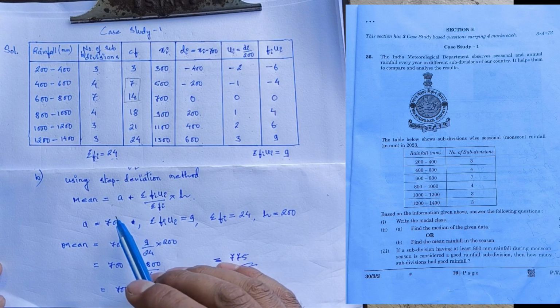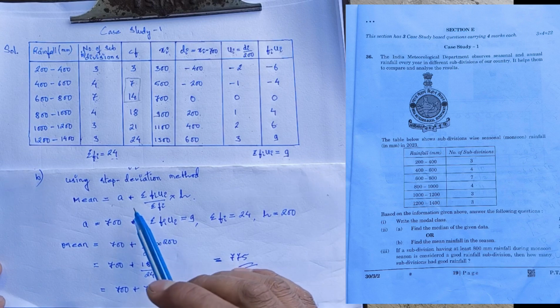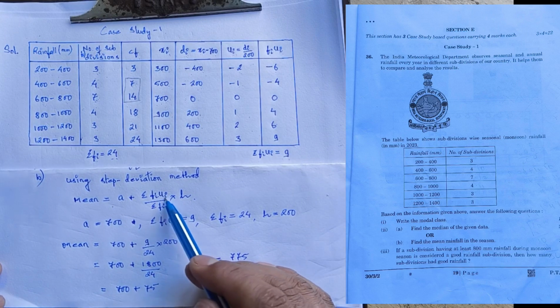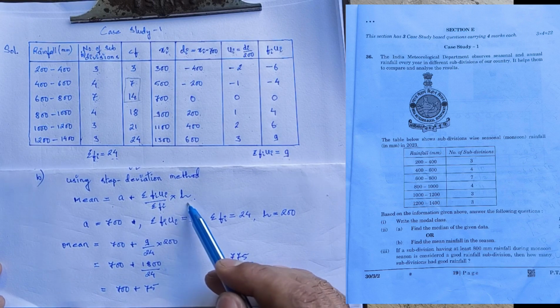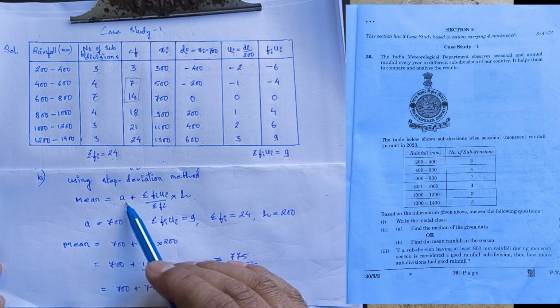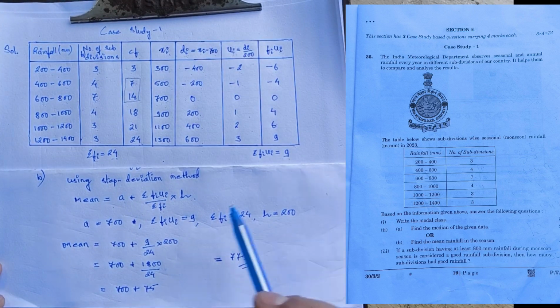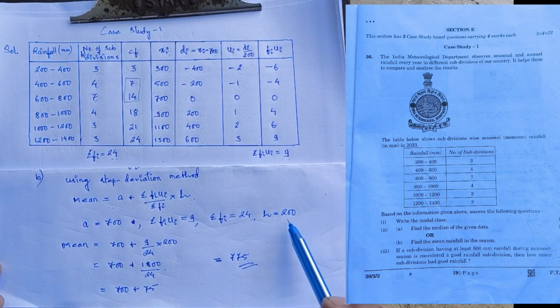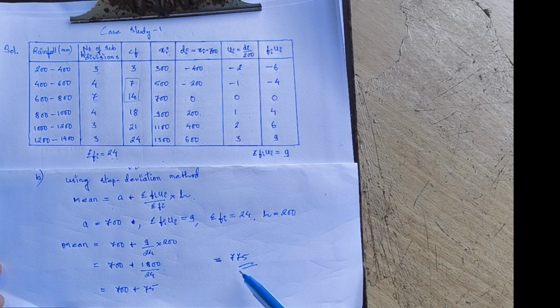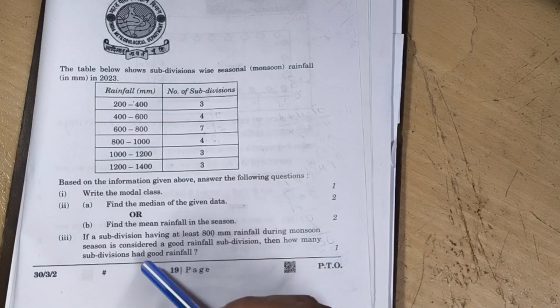Now, using the formula for step deviation, the mean is given as a plus (summation fi ui by summation fi) into h. We have considered a here as 700. So 700 plus, with summation fi ui being 9, summation fi 24, and h equals 200. On substituting the values, 700 plus 9 by 24 into 200, that is 1800 by 24, 75. So the mean here is 775.